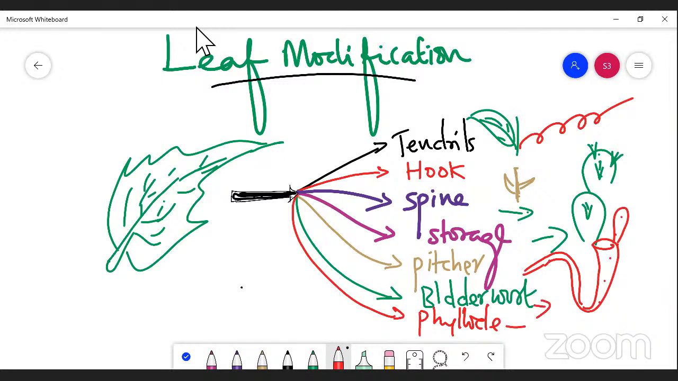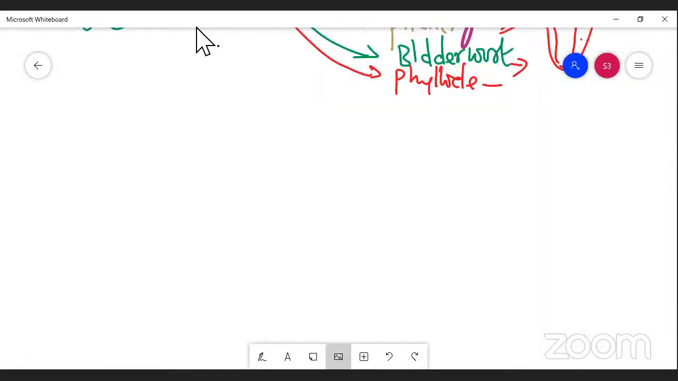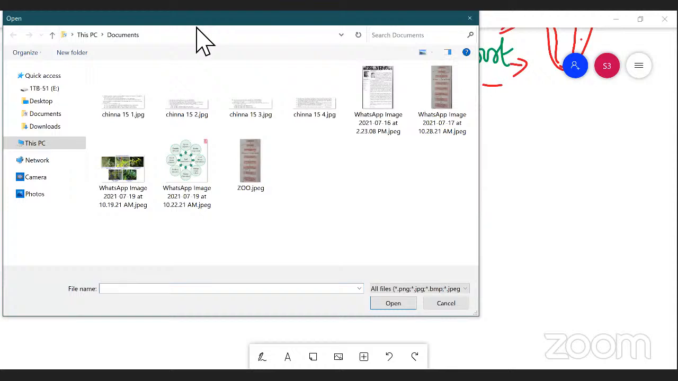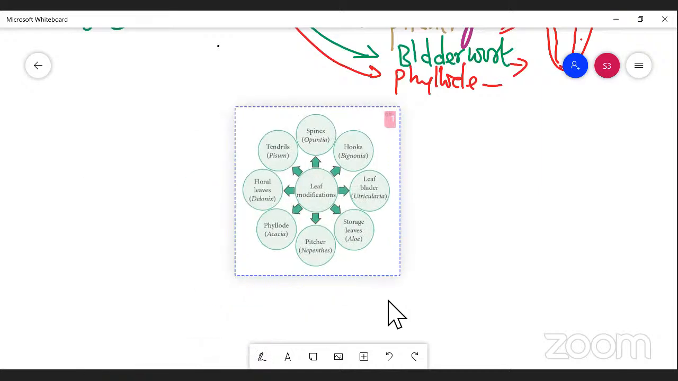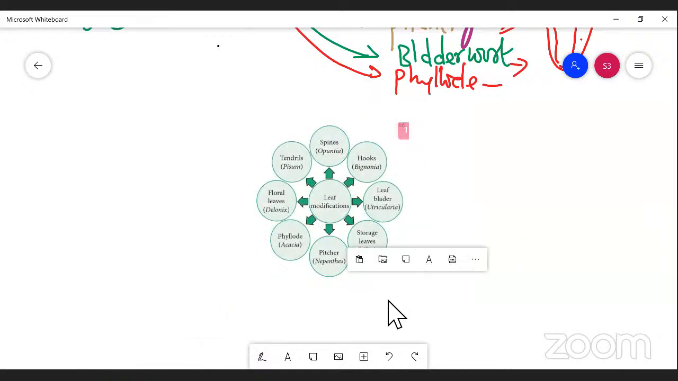Here there is no space to draw. So these are the modifications which we are going to discuss, how leaves are modified and what its effect is. Let me take them one by one. First of all, I'm going to show you the entire leaf modification. My dear students, once again, now this is leaf modification. Please understand, it is a very interesting area, my dear students.